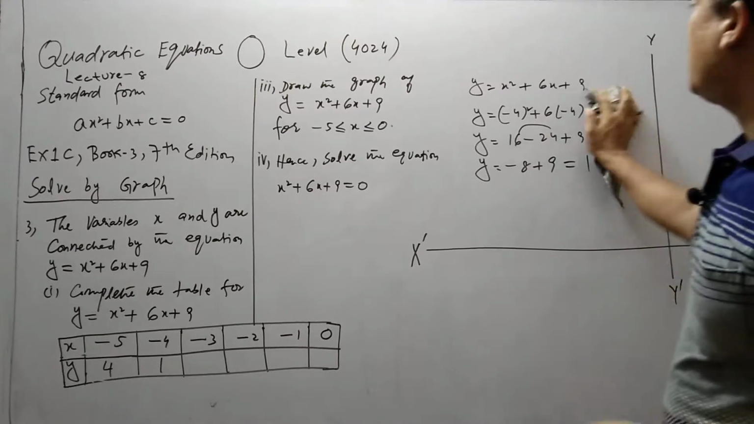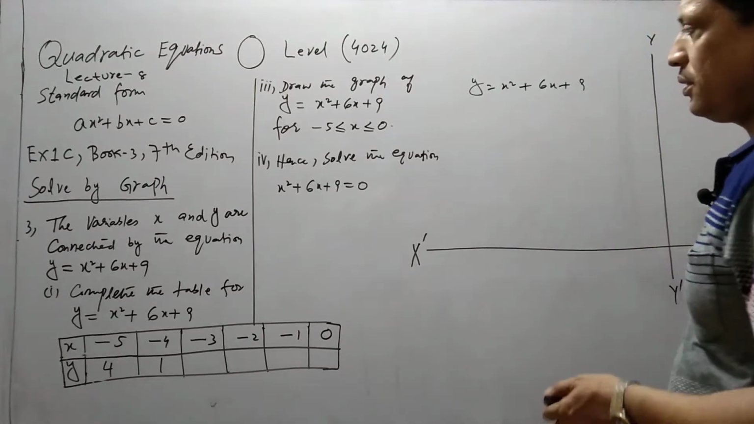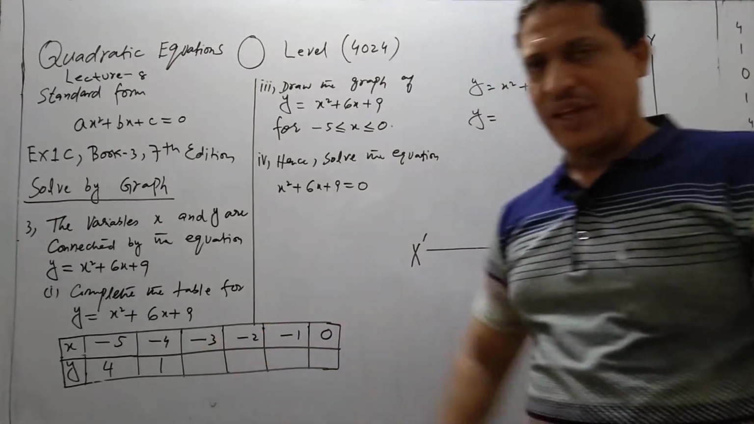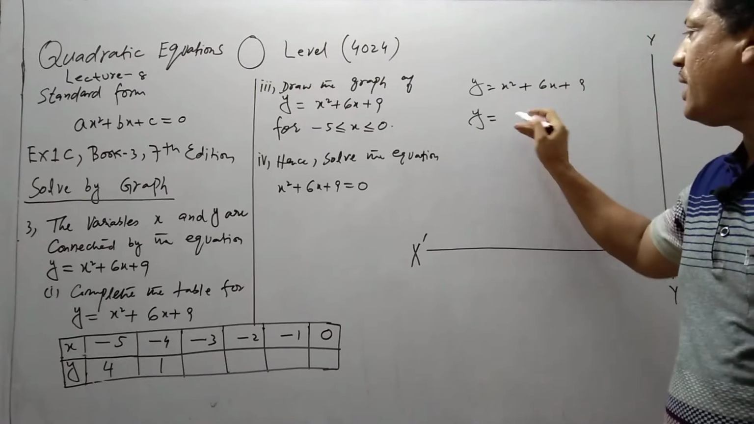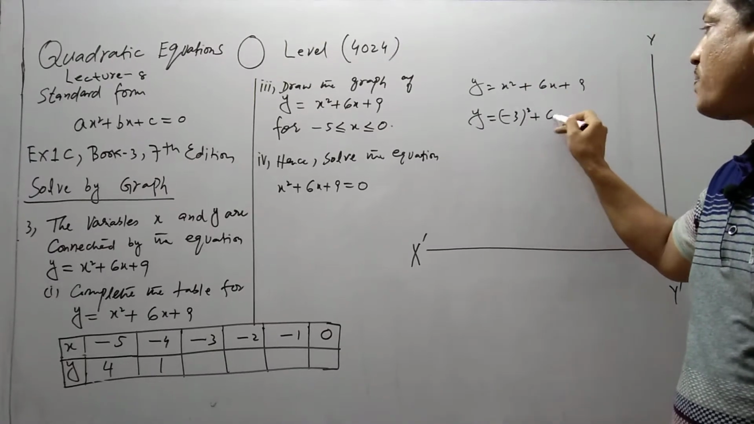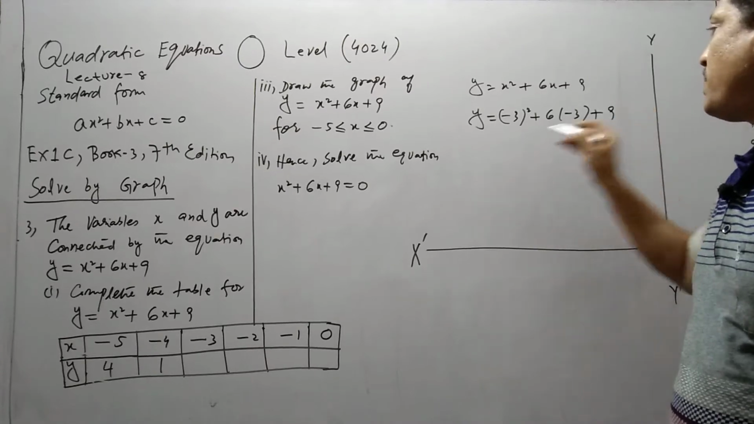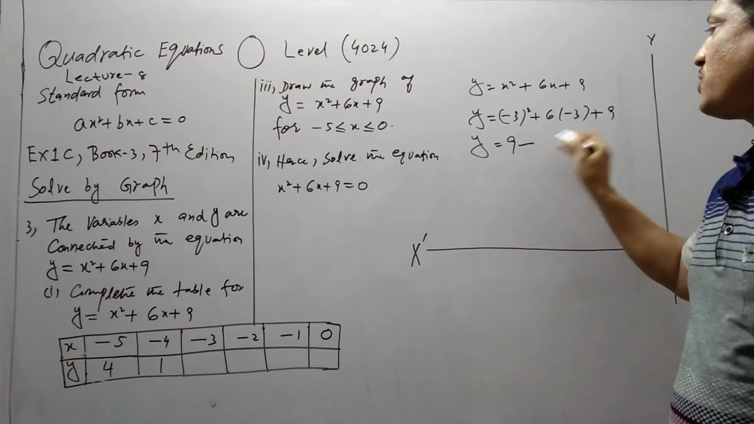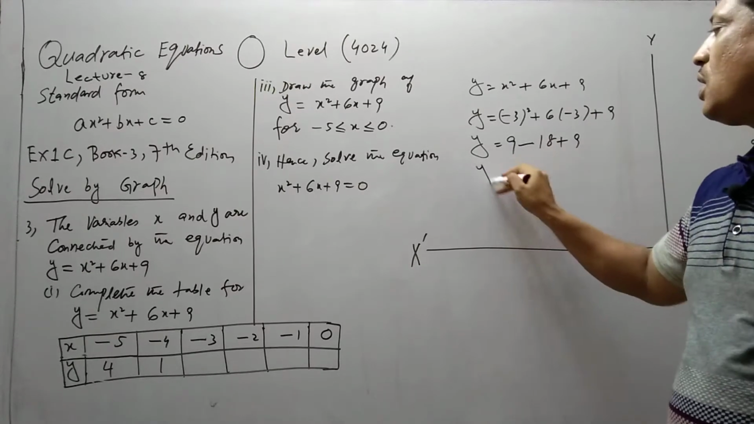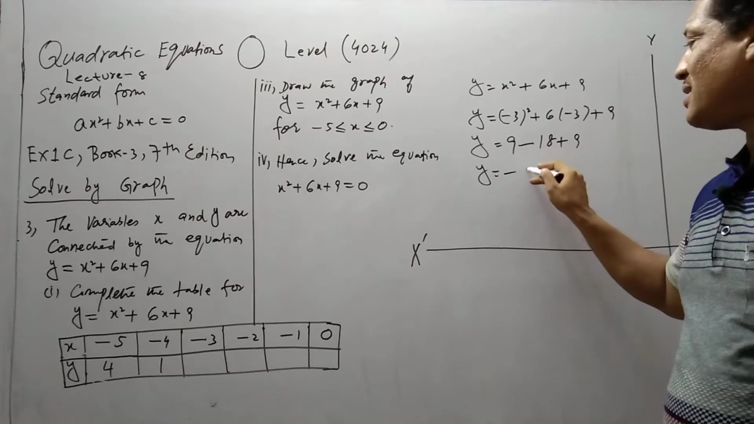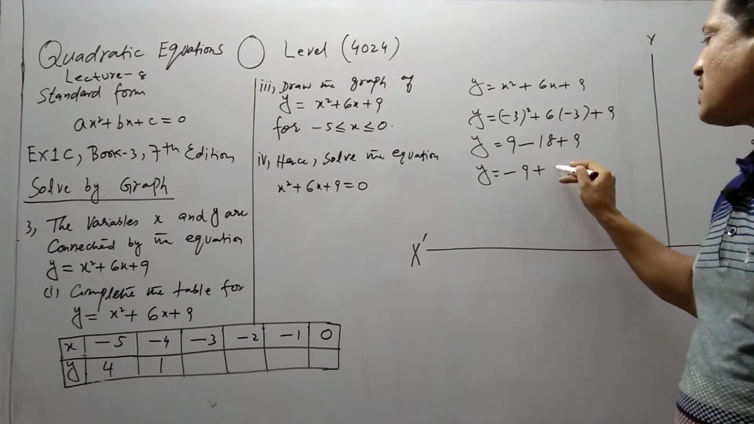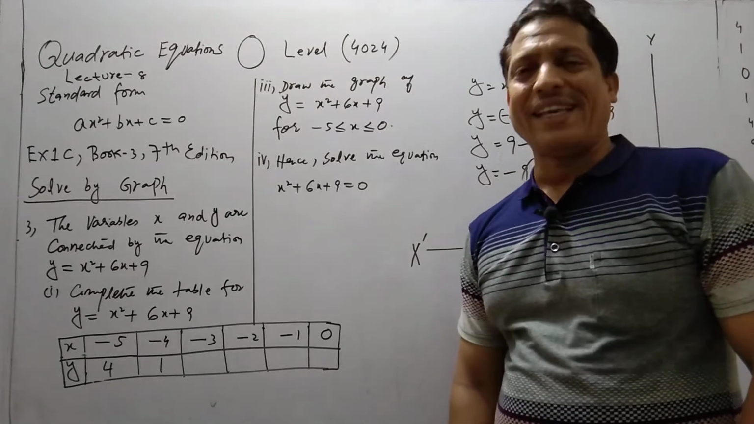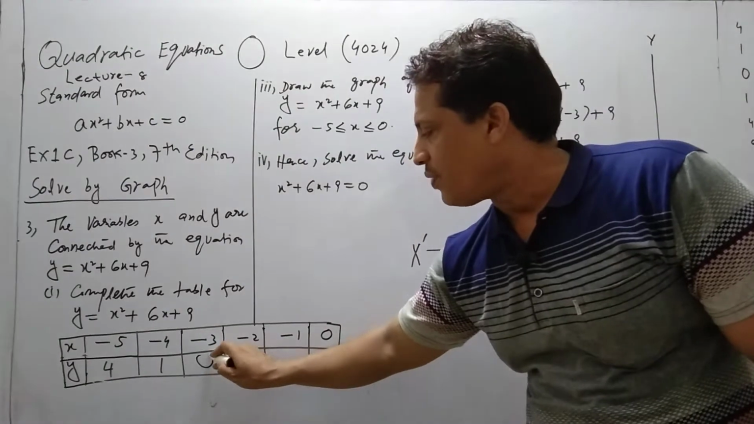Now the third one. Right now the value of x is minus 3. So we put minus 3 in this equation: (-3)² plus 6 into minus 3 plus 9. y = minus 3 squared is 9, plus minus 6 threes are 18, plus 9. 9 minus 18 is minus 9, the sign of the bigger number, plus 9. 9 cancels 9, the answer is 0. So when the value of x is minus 3, our value of y is 0.